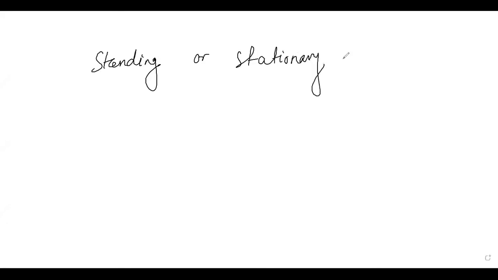Okay, today we are going to discuss standing or stationary waves. So what do we mean by a standing or stationary wave? We have already discussed the superposition of waves.